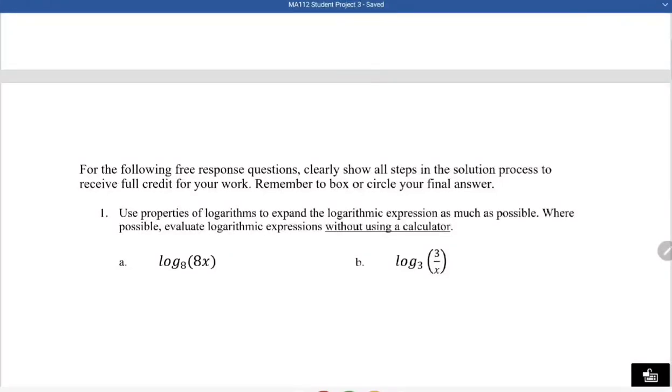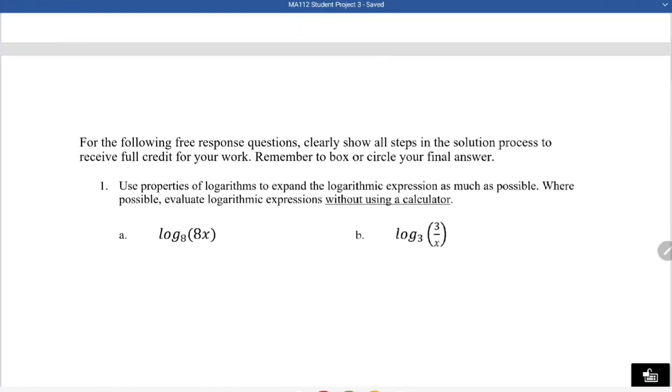Let's work through the free response section of the project where you are graded for the steps you show. Make sure you show all your work when working through these problems. It says here, use properties of logarithms to expand the logarithmic expressions as much as possible, and where possible, evaluate logarithmic expressions without using a calculator.